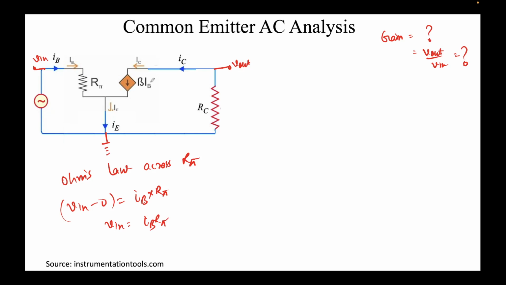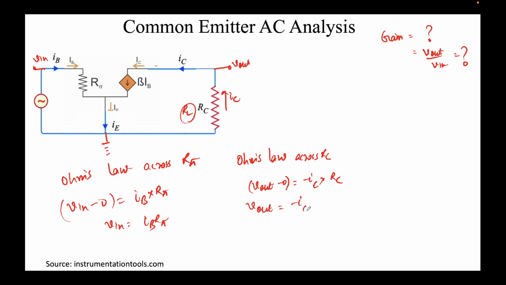Now similarly, I'll apply Ohm's law across this RC resistor. Sometimes this is also known as the load resistor, so these are used interchangeably. IC is flowing over here, so this current would again be IC. I can write the voltage across this as V out minus 0, equal to minus IC times RC. This will give me V out equal to minus IC RC.